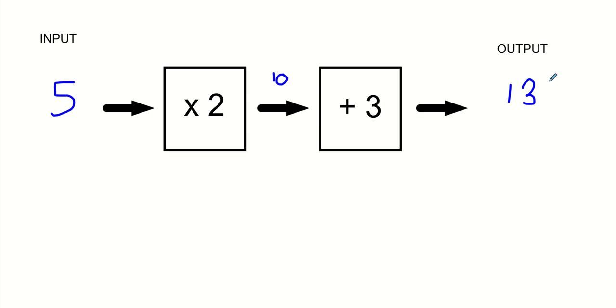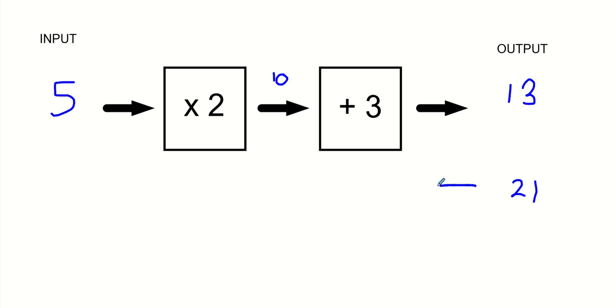You may also be asked to give an input if you are presented with an output. So if I say the output is going to be 21, we may be asked to figure out what the input would be. In this case, you need to work backwards through the function machine. So working backwards, we have to undo everything the function machine has done. The last thing that happened to this 21 was that 3 was added to an unknown number.